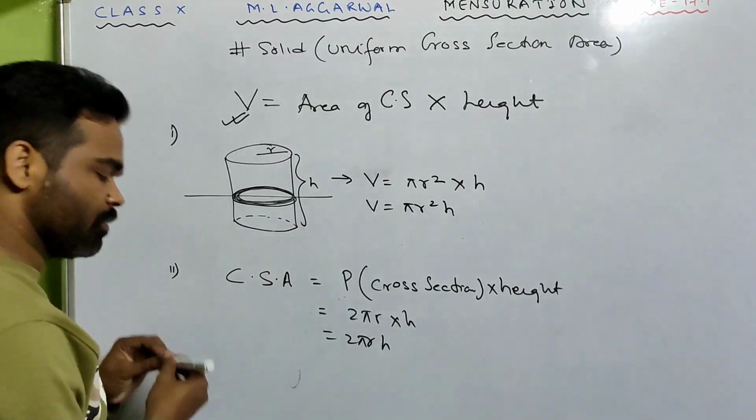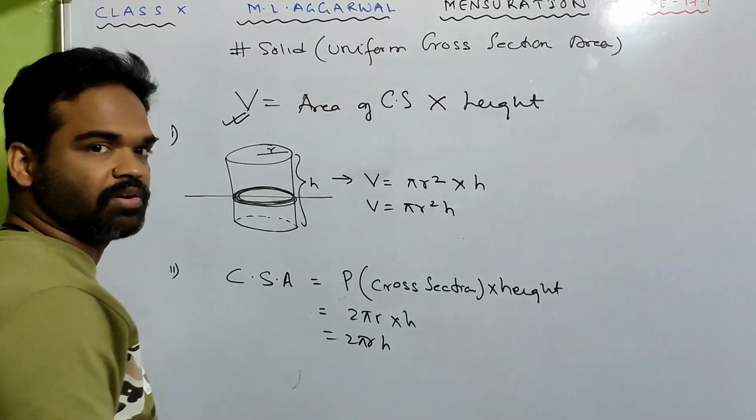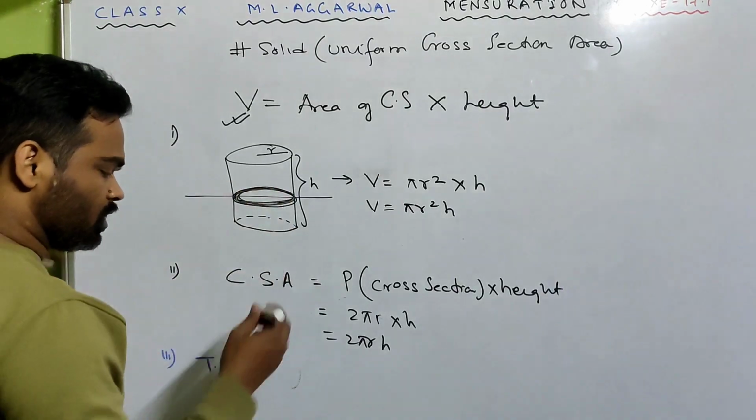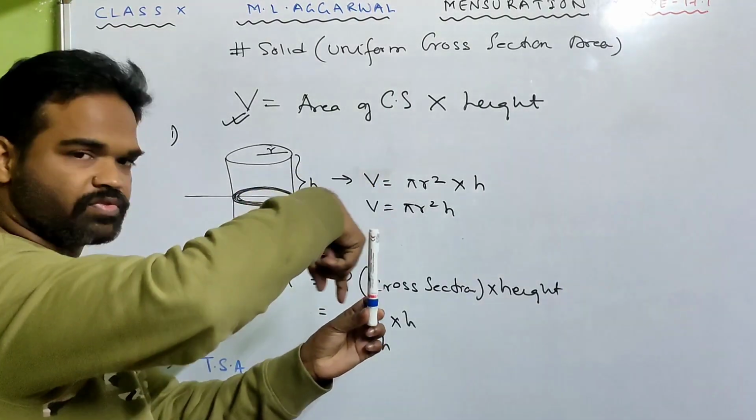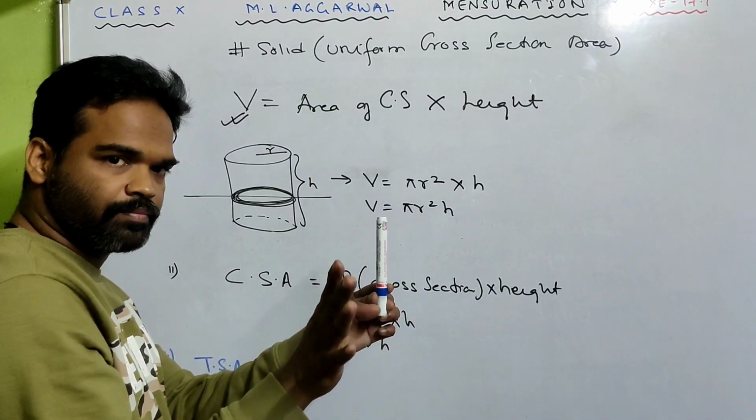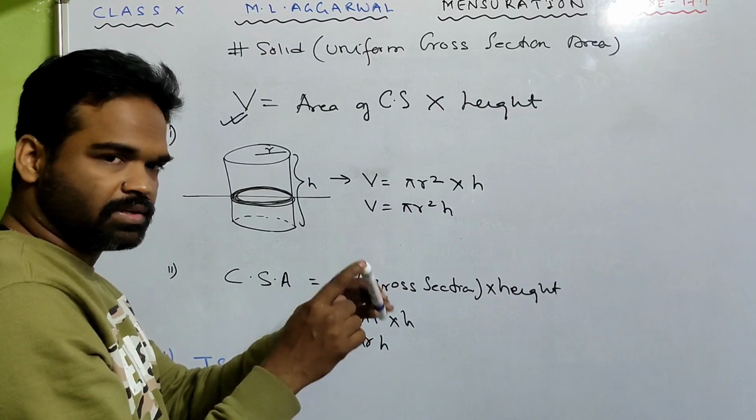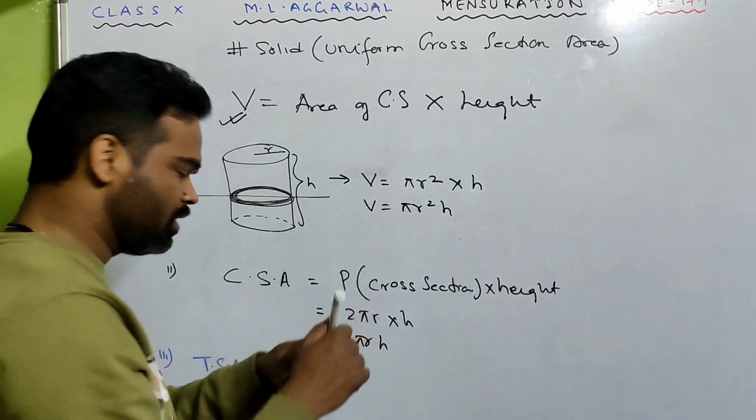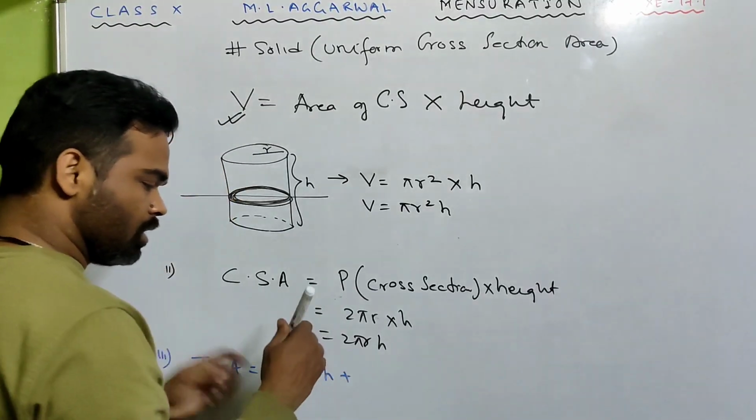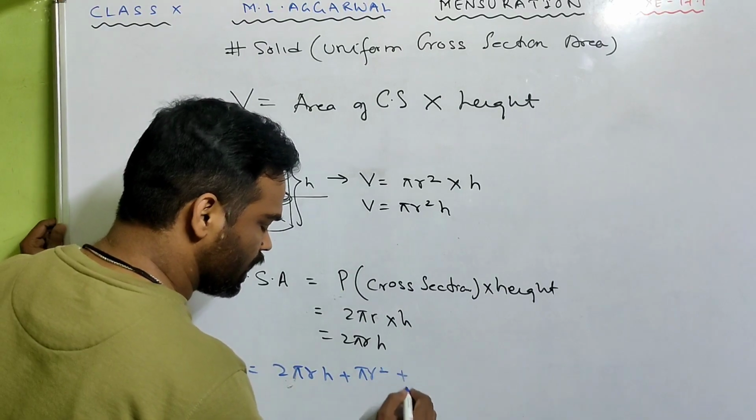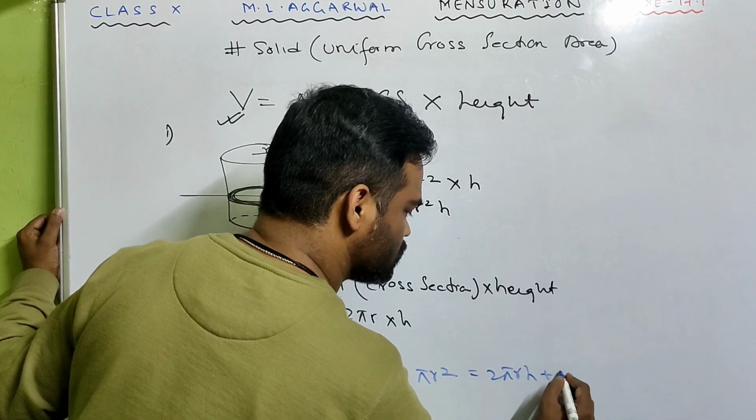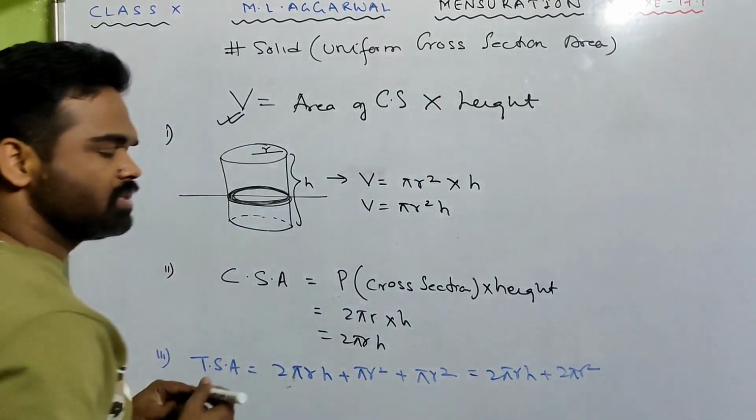Which means from here we can also get the total surface area of the cylinder. See carefully the diagram, the total surface area. The total surface area of the cylinder will be the curved surface area plus the area of the top and the area of the bottom. The top face is a circle, the bottom face is a circle again. So total surface area will be curved surface area 2 pi r h plus the area of the top pi r square, area of the bottom which is pi r square. So that's 2 pi r h plus 2 pi r square, isn't it?